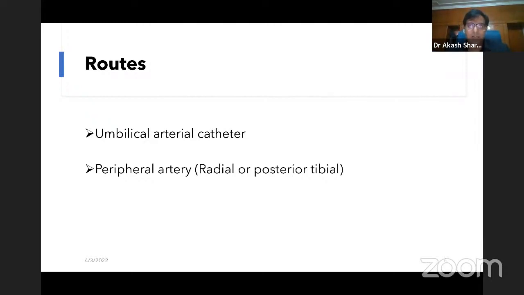We do not prick the brachial artery since it is an end artery. We do not usually use the axillary artery, though some cardiac centers do put in catheters in the axillary artery. And the femoral route should also be avoided since it is an end artery. But in dire circumstances, or if a child is going for cardiac surgery, we do put femoral arterial lines at times. But usually it should be limited to radial or posterior tibial.